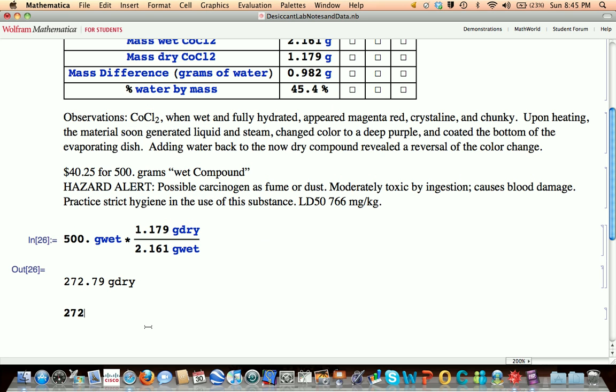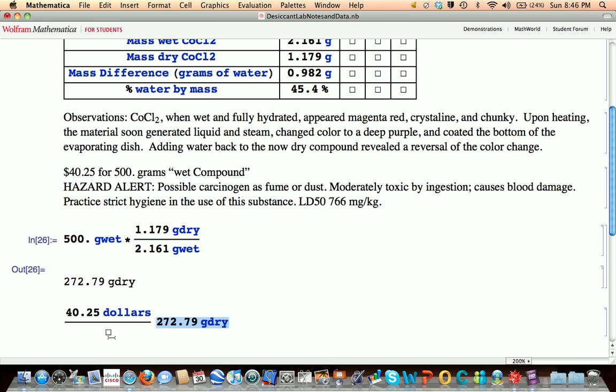If I have 272.79 grams of the dry compound, and it's going to cost me some money, right? It's going to cost me $40.25. So let's do it this way. Let's type in $40.25, and I'll just write that as dollars.